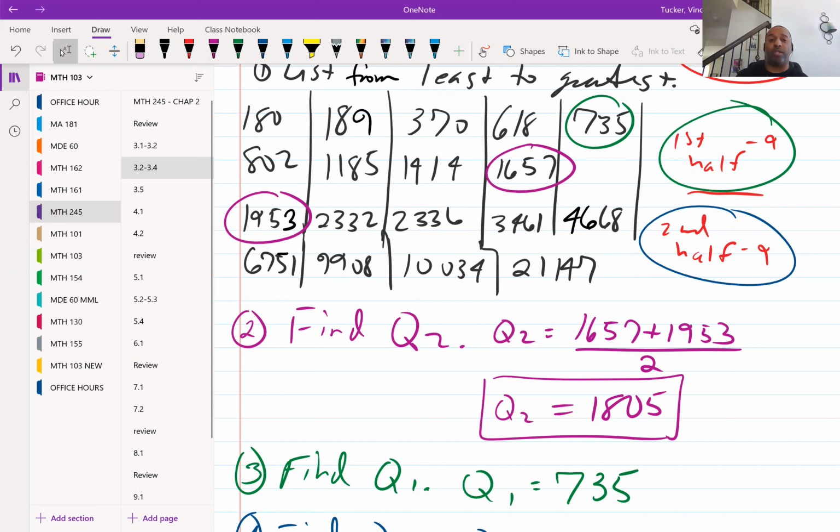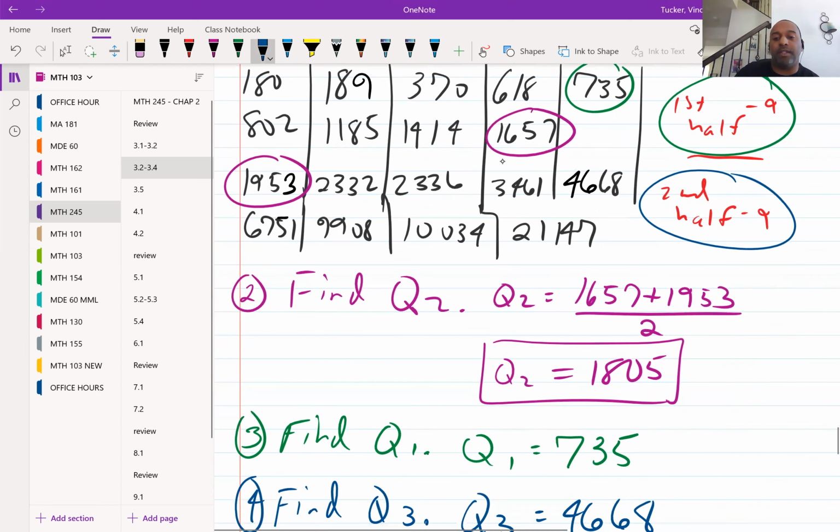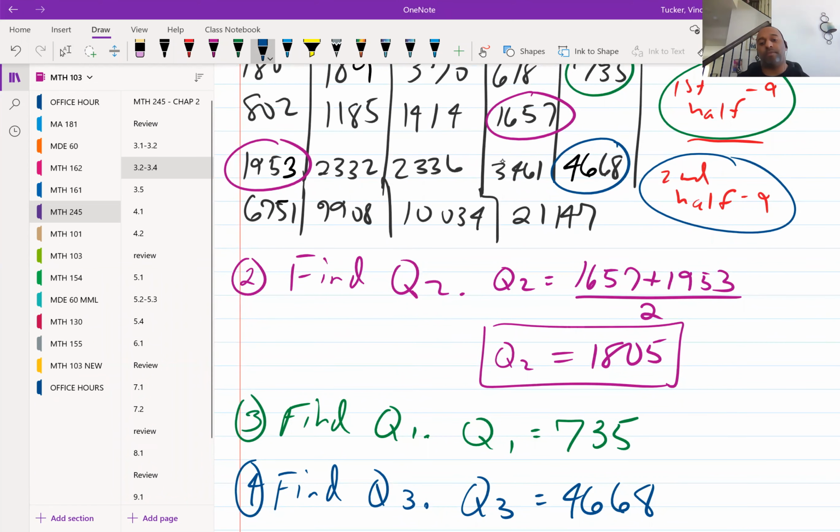Remember, Q1 is the middle number of your first half of data. My data set is broken into half, 9 on top, 9 on bottom. The middle number of my first half of data is 735. And then the middle number of my second half of data is 4668. That will be Q3. All right, everybody good up to step 4?